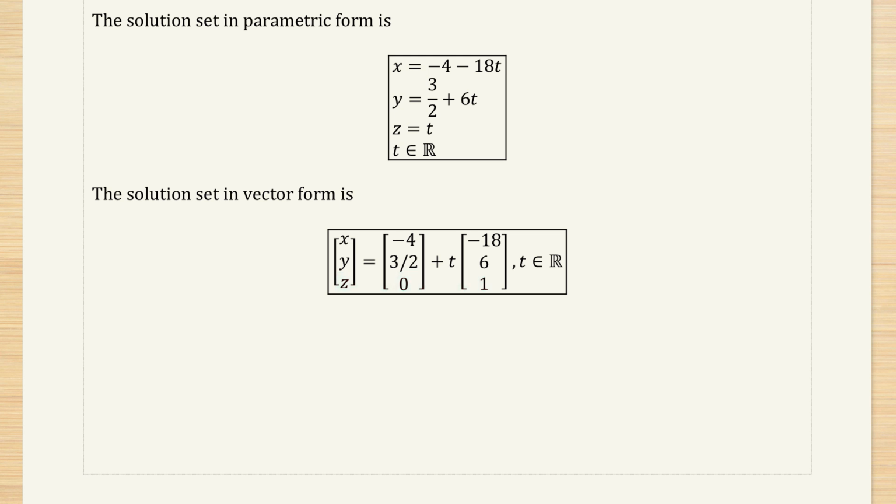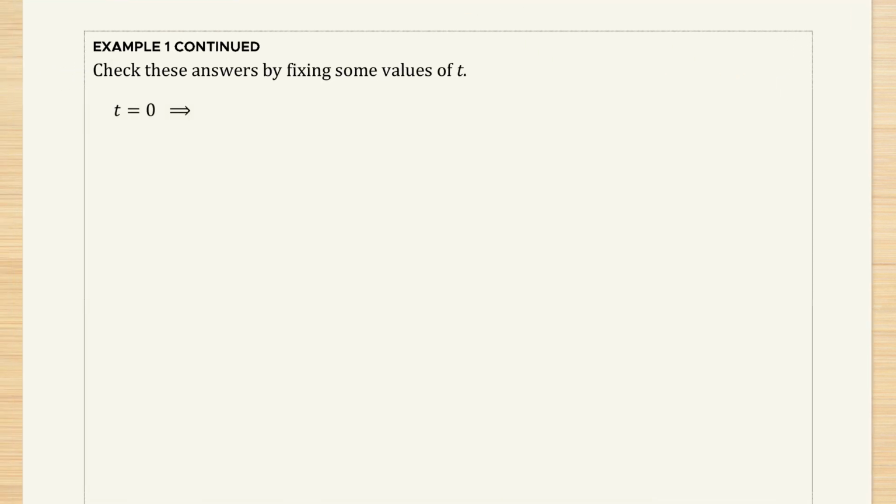The reason why this is called infinite solution is because we can pick any real value of t to get a new set of x, y, and z as the solution to this system of equations. Let's pick an easy example. T equals 0. X is negative 4 minus 18 times 0, negative 4. Y is 3 over 2 plus 6 times 0, 3 over 2.